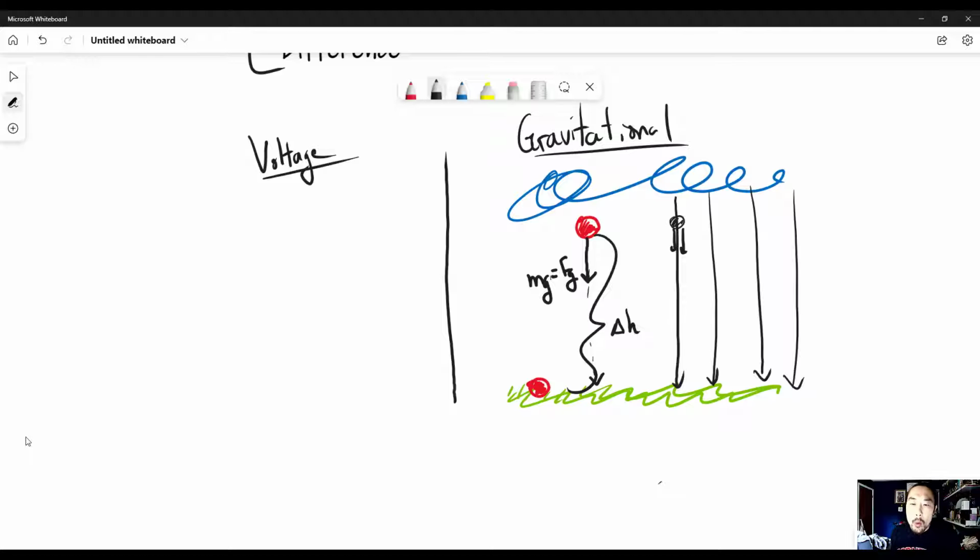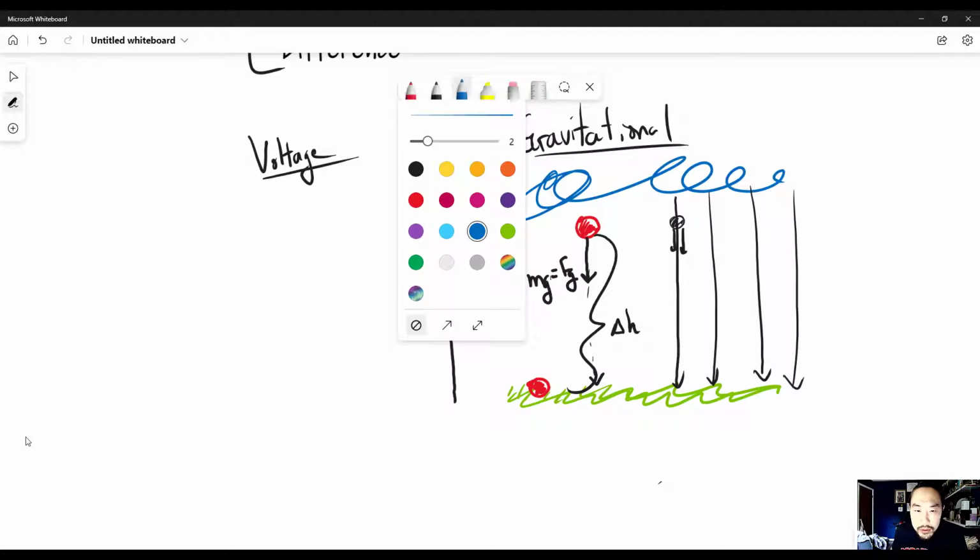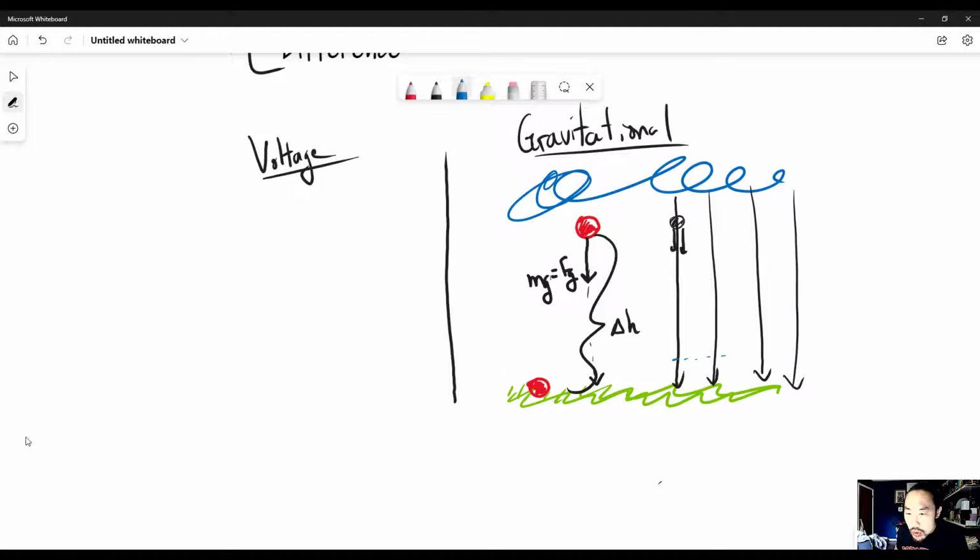Now, what about this delta H? What about this height? How does the height come into play in all this? If this is the gravitational field, I'm going to draw the height, and let's do blue. If I were to try to draw in the height, I can say this is 1 meter, this right here is 2 meters, this right here is 3 meters, and let's say we raise the apple up to a height of 4 meters. That's pretty tall.